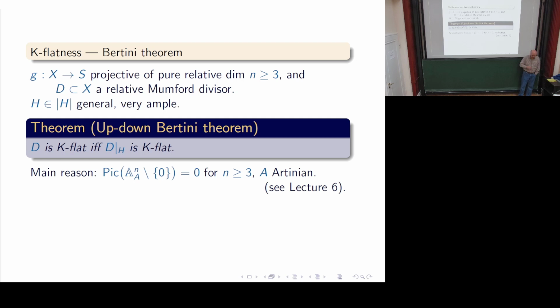But the nice thing is that you can also go up. If the restriction is K-flat, then the original one is K-flat. This is again something that's not true for flatness. So to come down, it's okay. If you have something flat, take a general hyperplane section, that's also flat. But the other way, it does not hold for flatness at all.